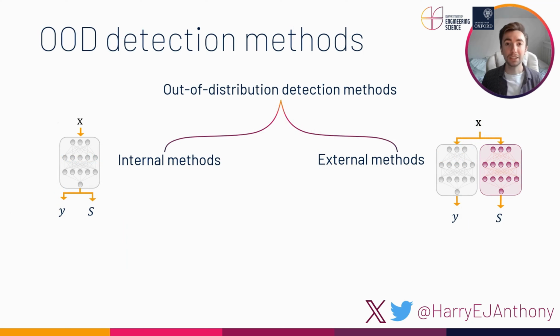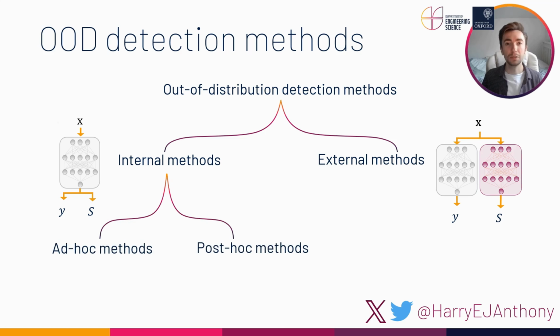So outer distribution detection methods can be put into two categories. We've got internal methods, which use the outputs or parameters of the model trained on the task of interest, or external methods, which are external to the model trained on the task of interest, such as a dedicated model just for outer distribution detection. We can then further separate internal methods into two further groups. We've got post hoc methods, which can be applied to a pre-trained model, or ad hoc methods, which will require a specific type of network architecture or for the model to be trained in a certain type of way.